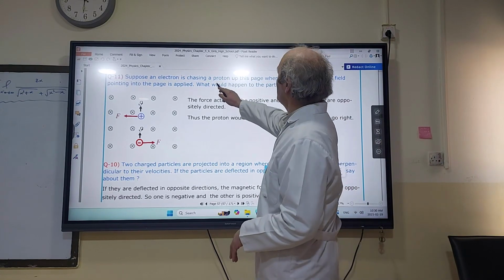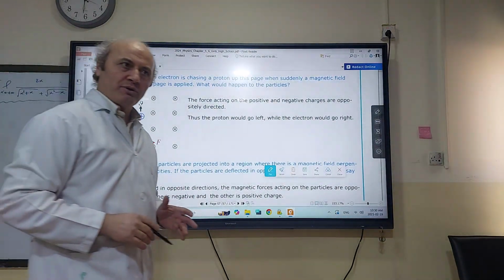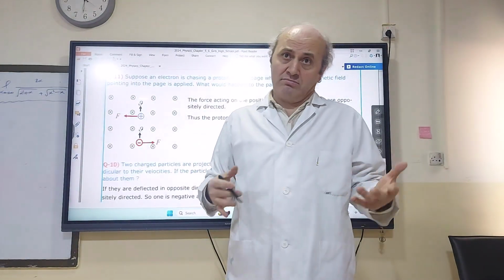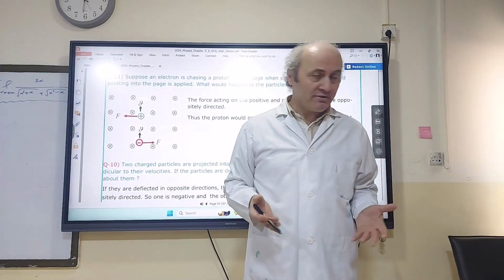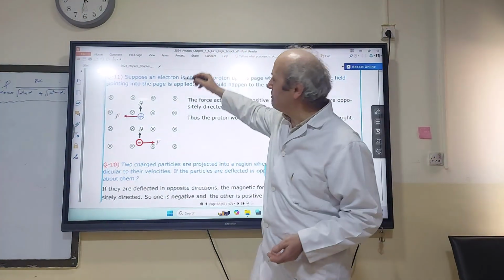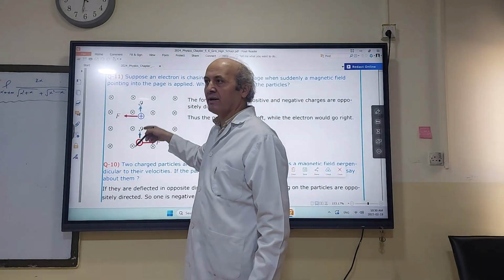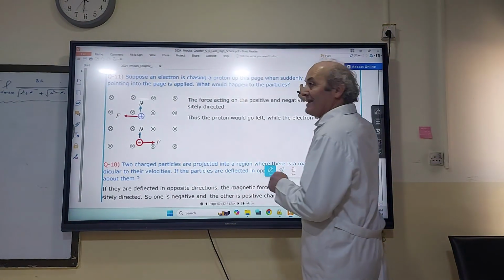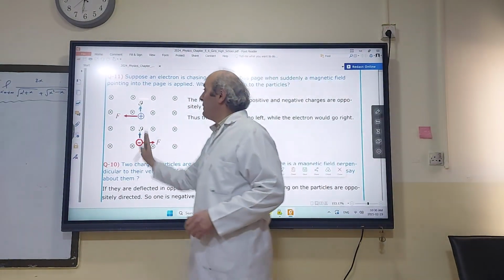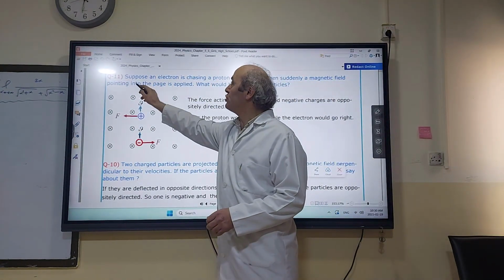Suppose an electron is chasing a proton up the page. Electron and proton are moving in the same direction. Chasing means they are moving in the same direction, up the page. Both velocity directions are up the page. Proton and electron go in the same direction, when suddenly, while they are moving up the page, a magnetic field pointing into the page, a cross, is applied.